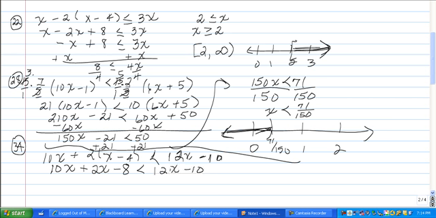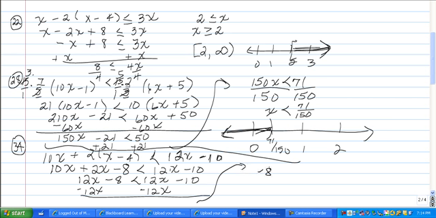Now let's add our like terms together. We get 12x minus 8 is less than 12x minus 10. We subtract 12x from both sides. And we get negative 8 is less than negative 10. Well, that is not true. That is false. So what that means is that the empty set is our solution.